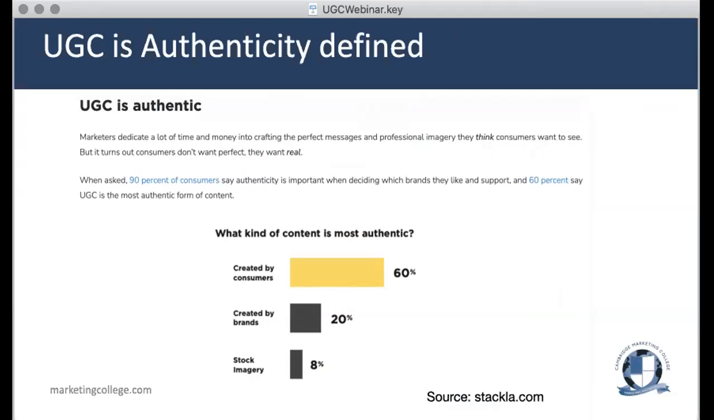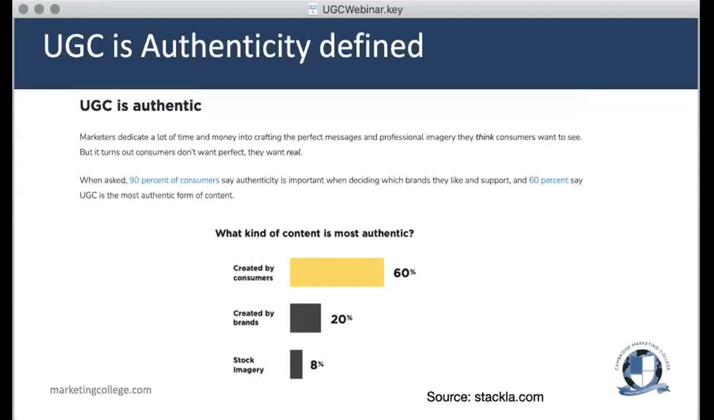This is authenticity defined. We spend a lot of time and energy crafting these perfect messages, when actually what a customer really wants to see is the reality. Just give me what's true. Don't dress it up. Don't gloss it up. Don't make it look better than it is. I don't want to be entertained and then disappointed when I get the product or service delivered to me, or when I turn up at the venue. Give me something that's real.